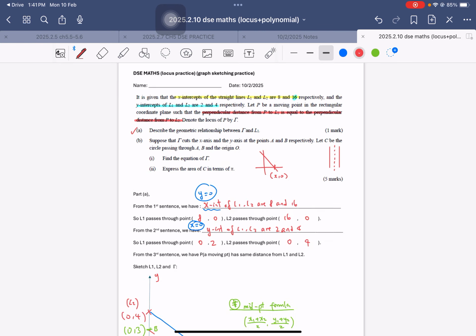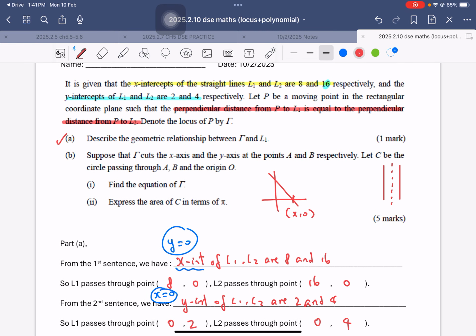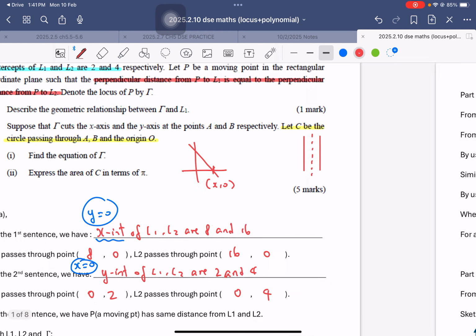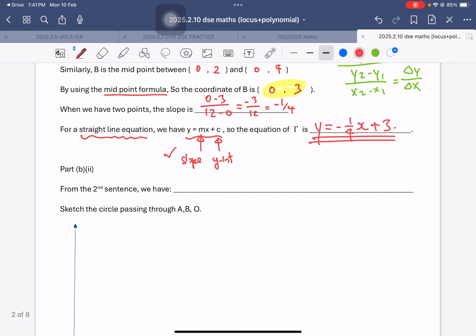So for part B, 2, express the area of C in terms of pi. So let's read the second sentence. Let C be the circle passing through A, B, and O. So the second sentence told you the circle C passes through which 3 points? Passes through A, B, and O.